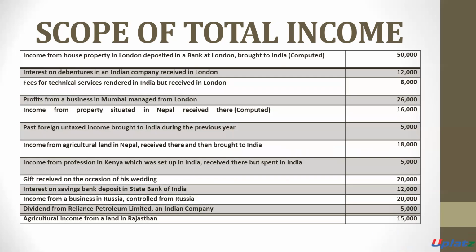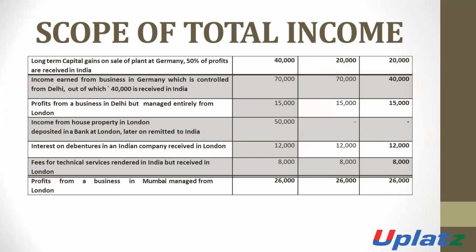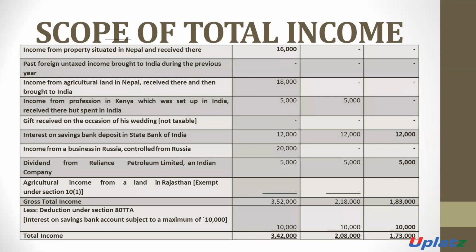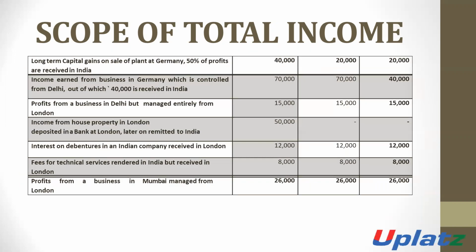Next, income from property situated in Nepal. It is in Nepal. Nepal is not in India. So it will be taxable only in the hands of resident and ordinary resident. But it will not be taxable in the other two cases.